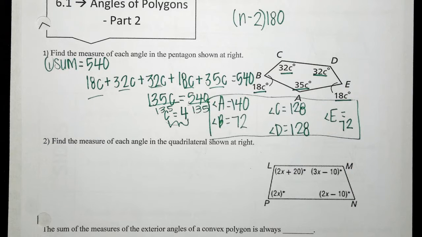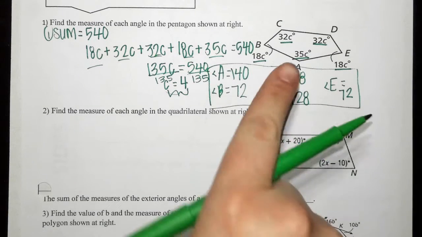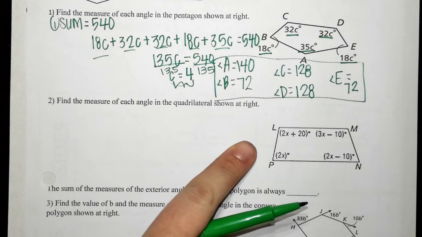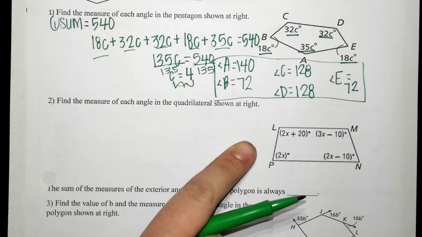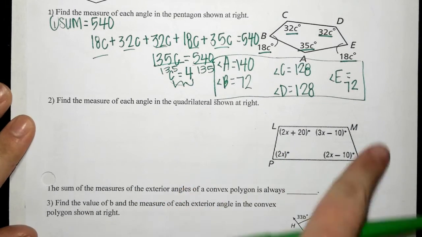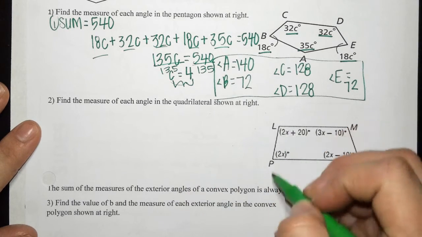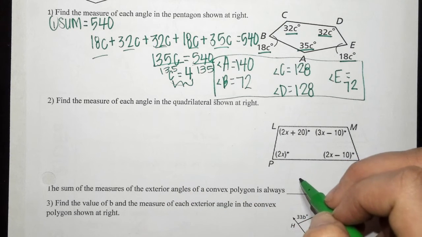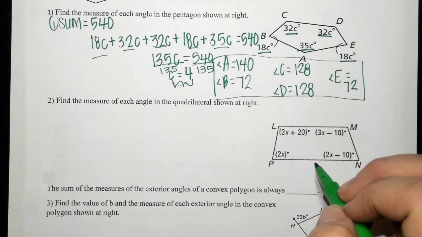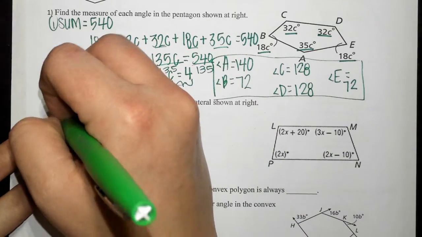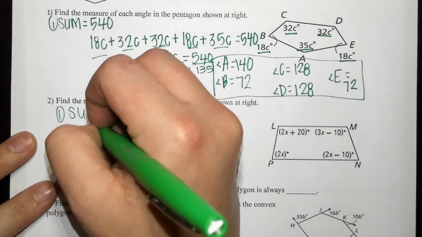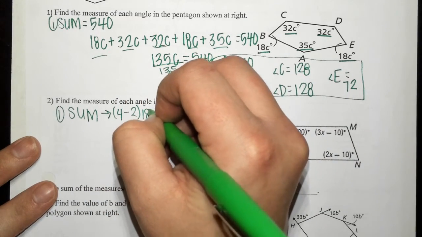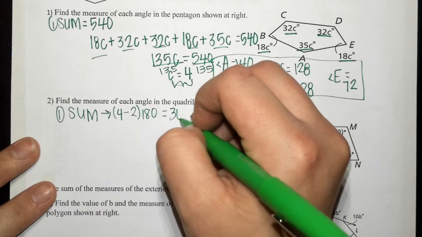Okay, so here's the only difference between 1 and 2. How many sides did number 1 have? 5. How many sides does number 2 have? 4. So is the sum going to be different? Yes, but same scenario. How many angles are in a 4-sided polygon, a quadrilateral? 4 angles. What is the interior sum? 360. Good. If you need your formula, it would be 4 minus 2 times 180, which does equal 360.